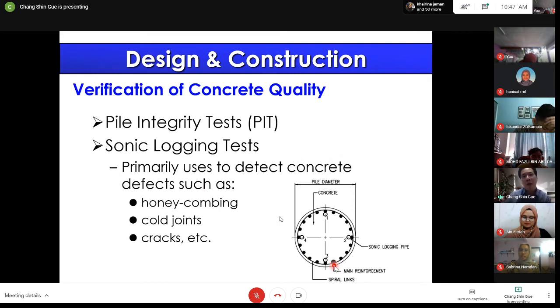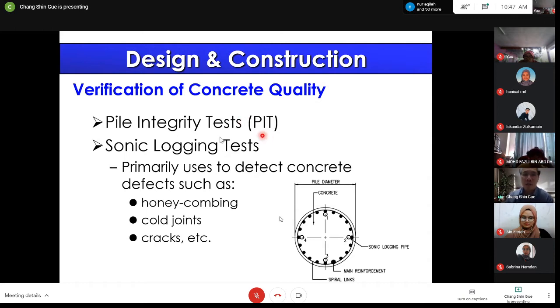The other pile tests that we have, not to get your capacity but to verify the concrete quality, are the pile integrity tests, which have the same concept as your dynamic pile test. They use a smaller hammer to hit the pile, and based on the wave, you can see if there are any cracks. These are called the pile integrity test, or known as PIT.